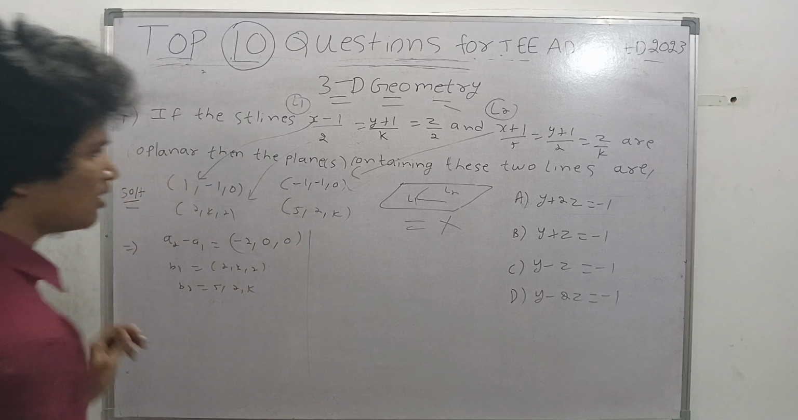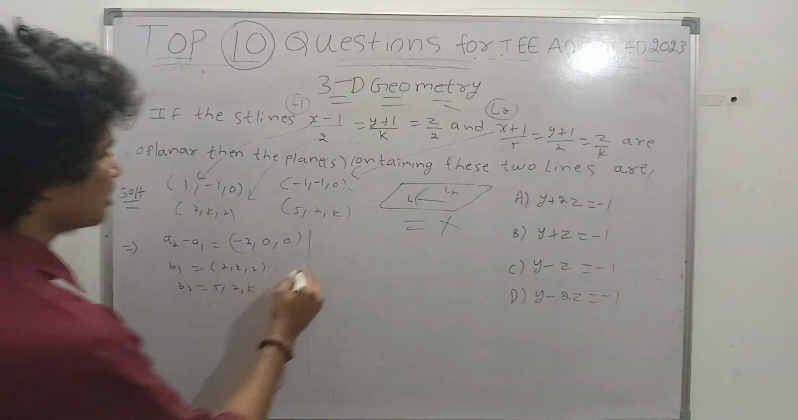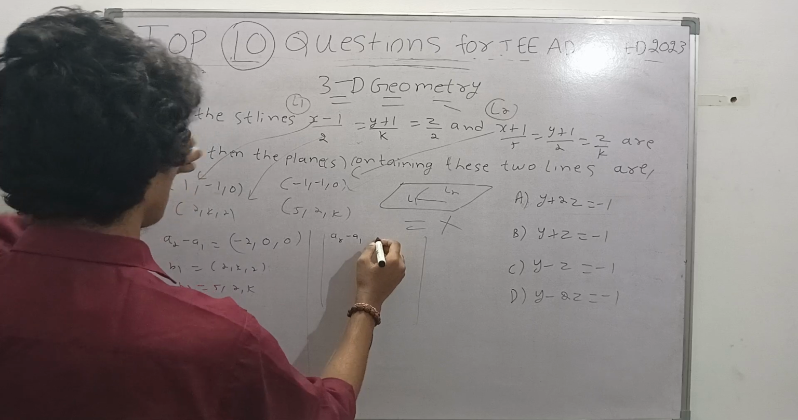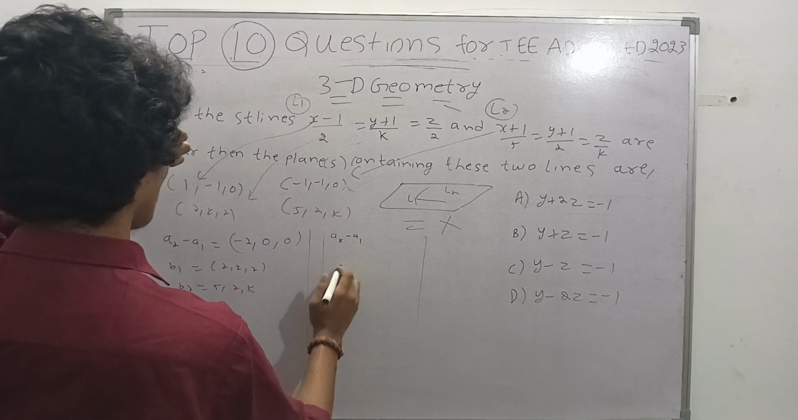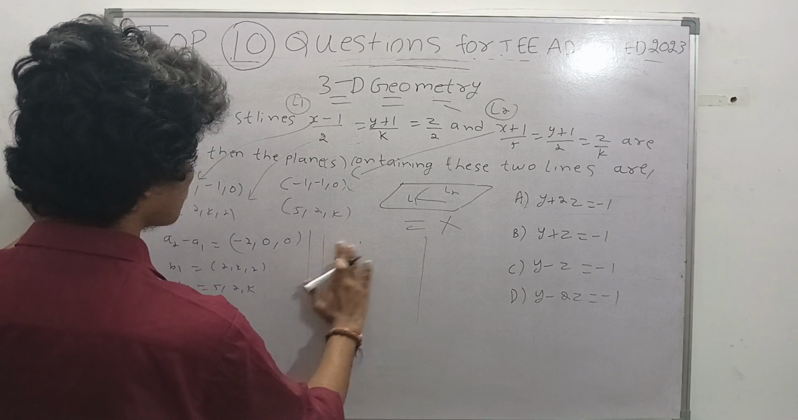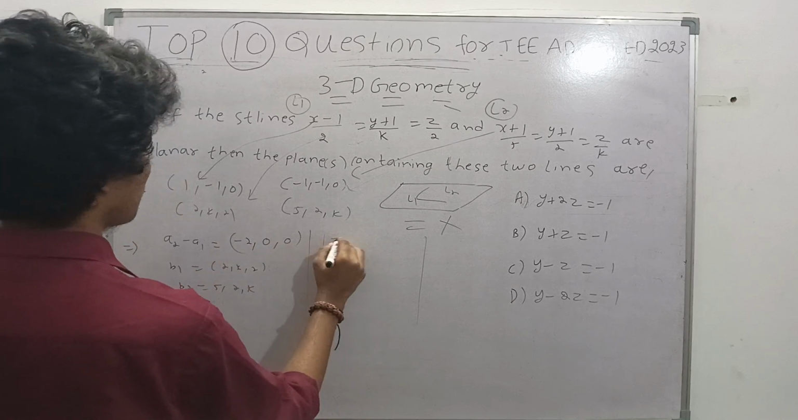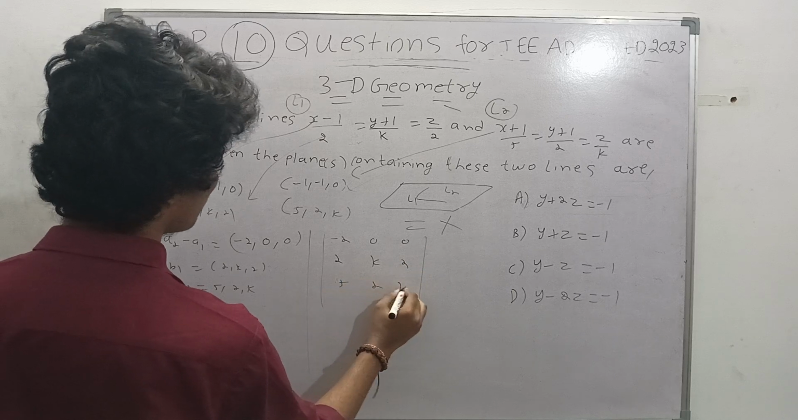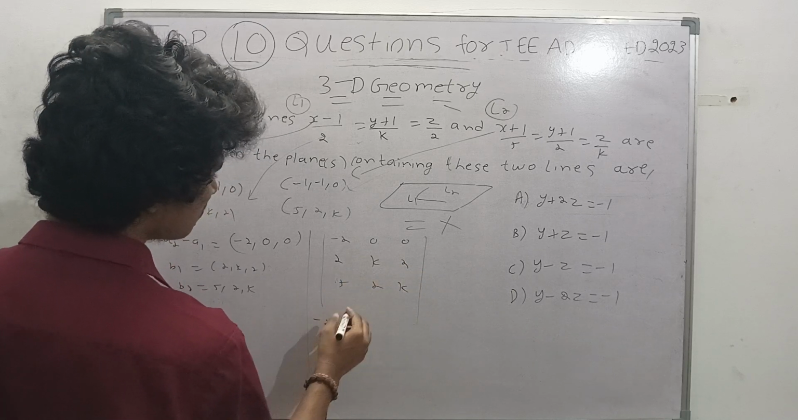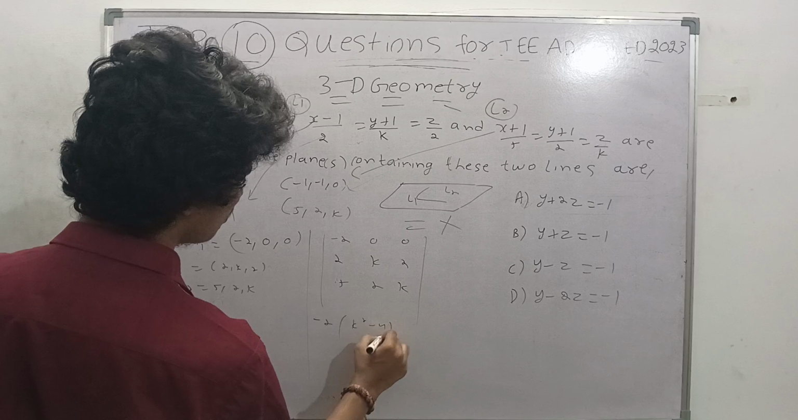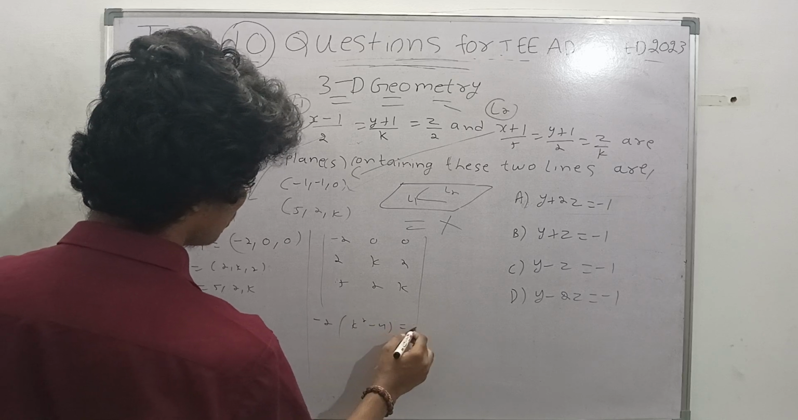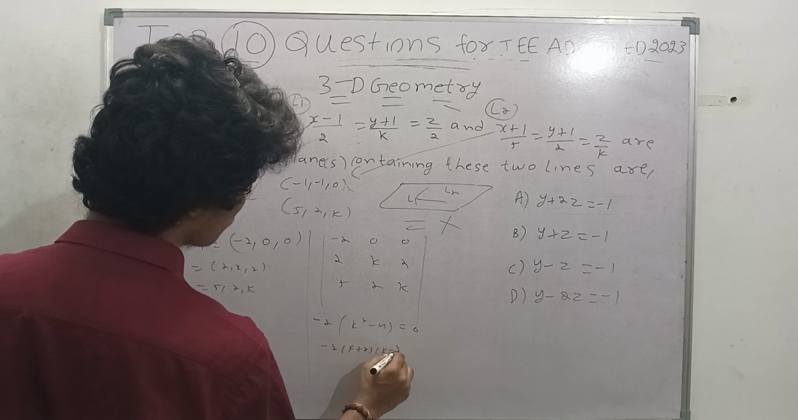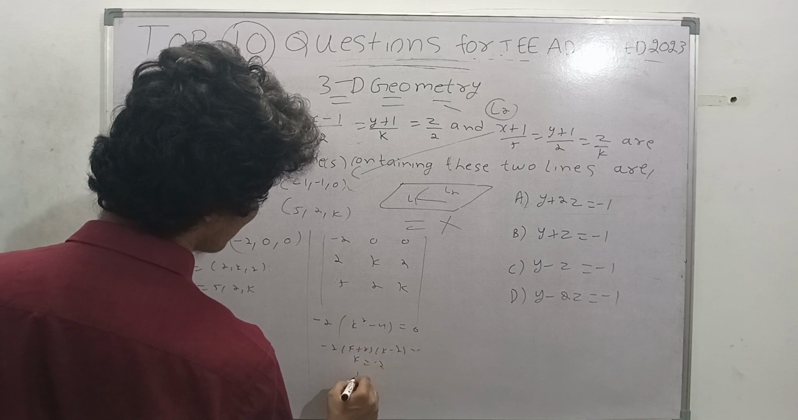If you apply the coplanarity condition, it says that a2 minus a1 is the complete first row, and here b1, here b2, you have to apply. What is a2 minus a1? Minus 2, 0, 0. Here it is 2, k, 2. Here it is 5, 2, k. So minus 2 into (k square minus 4) is equal to 0, that is minus 2 into (k plus 2)(k minus 2) equal to 0. So k can be minus 2 and k can be 2.